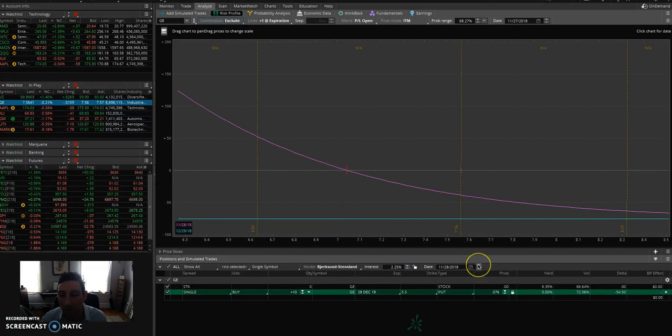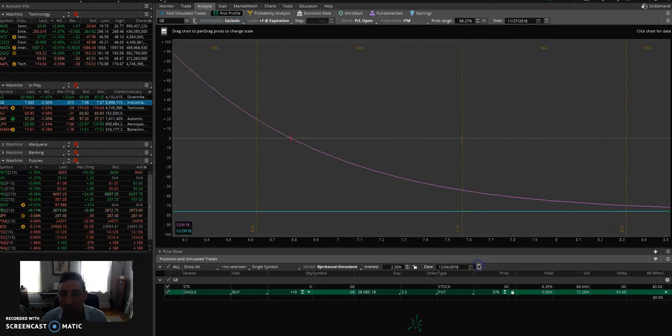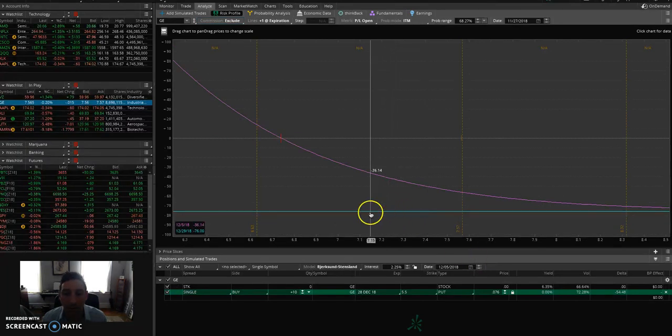So say I'm planning on holding this a week. Say we'll say up to December, let's say the 7th. So we'd say like maybe the 5th. So next week, with theta decay, if it's still closed at $7, I'd actually be down $25 because of theta decay.